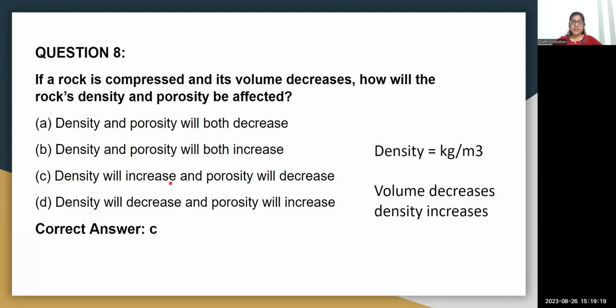So as the volume decreases, density is going to increase. Now, porosity: when the material is compressed, the pore spaces are going to get reduced because its volume is decreasing. The volume of the pores also contributes to the total volume of the rock. So when the volume decreases, the pore space also decreases, as a result of which the porosity is going to decrease. So the correct answer for this question is option C: density is going to increase and the porosity is going to decrease.